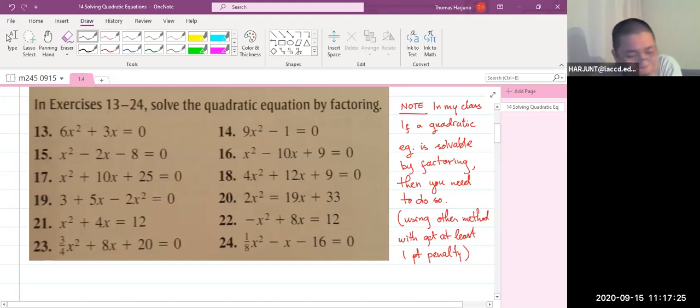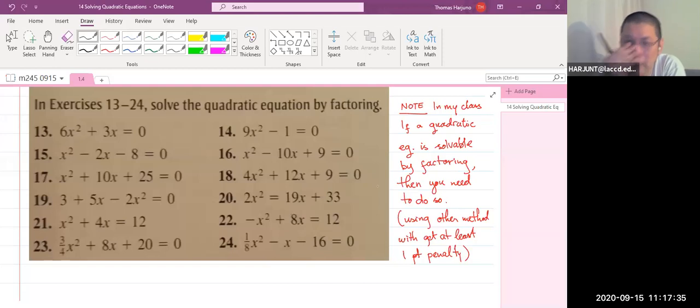Thomas, why are you so strict? I'm preparing you for calculus for business. Plenty of students in this class will be there. So if you use other methods, then by the time you go to calculus, you will get too slow. If I were the one in your calculus for business class, and I know you don't know how to do factoring, you don't know how to identify if a quadratic equation is solvable by factoring, then I will really ask you to leave the class. I will ask you to drop the class. You don't belong in calculus class.